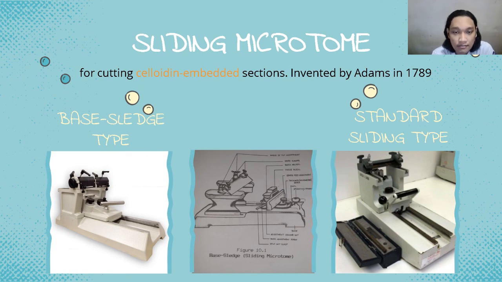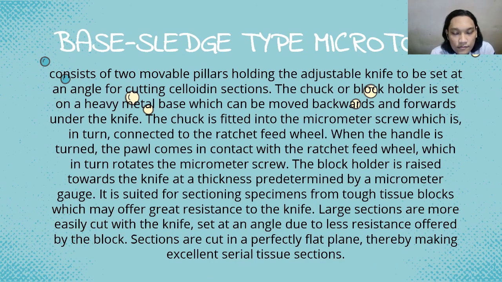The sliding microtome has 2 models, and these are the base ledge type microtome and the standard sliding type microtome. The base ledge type microtome consists of 2 movable pillars holding the adjustable knife to be set at an angle for cutting celluloid sections. The chuck or block holder is set on a heavy metal base which may be moved backwards and forwards under the knife. The chuck is fitted into the micrometer screw, which is in turn connected to the ratchet feed wheel.